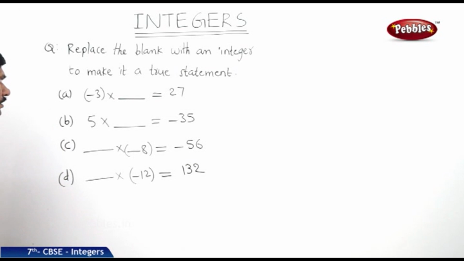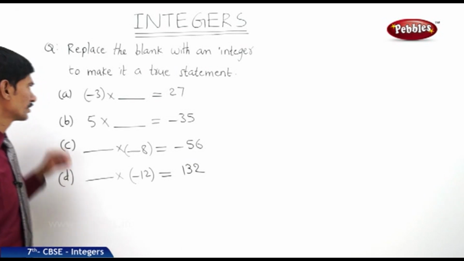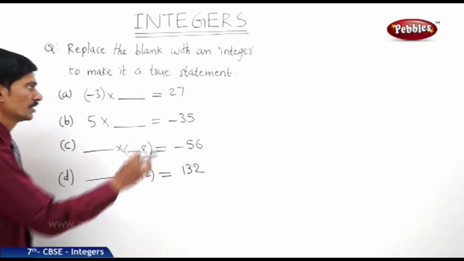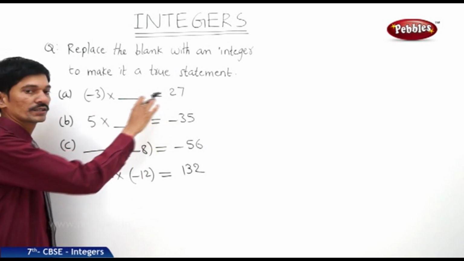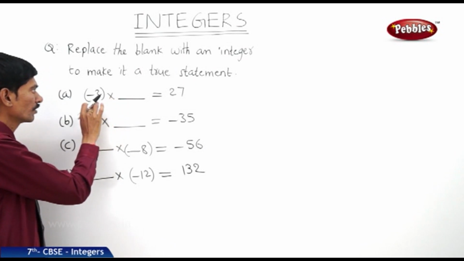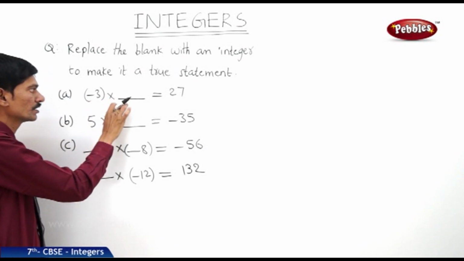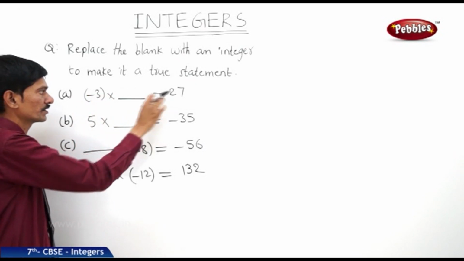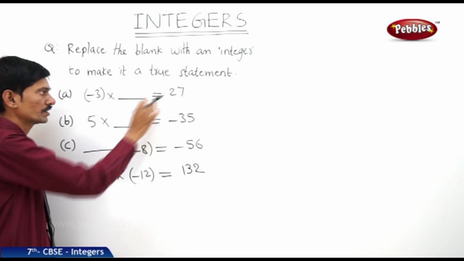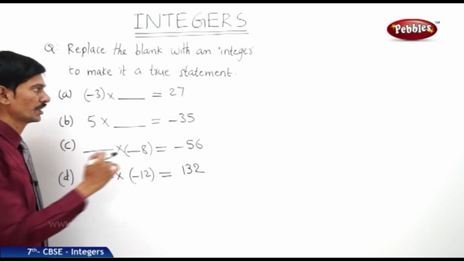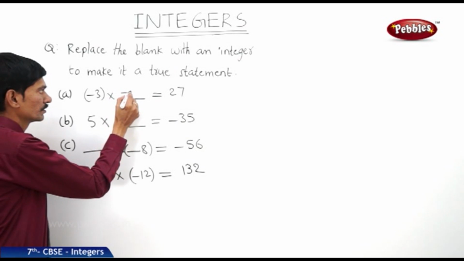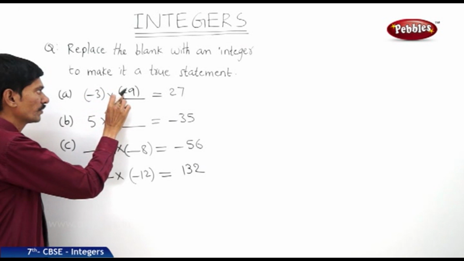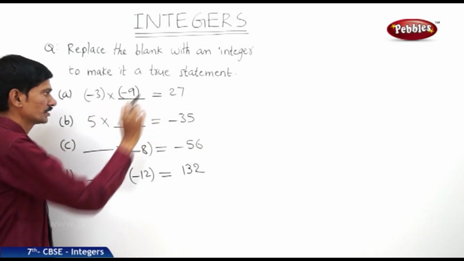Let us solve the next question. Replace the blank with an integer to make it a true statement. The first question is minus 3 into dash equals to 27. Here the product is with positive sign, and in the given product one of the integers is negative, so the other integer must be negative, because minus into minus equals to plus. And here 3 how many times make 27? Obviously we know that 9 times. So in the blank the required integer is minus 9. So here minus into minus plus, and 3 9s are 27.